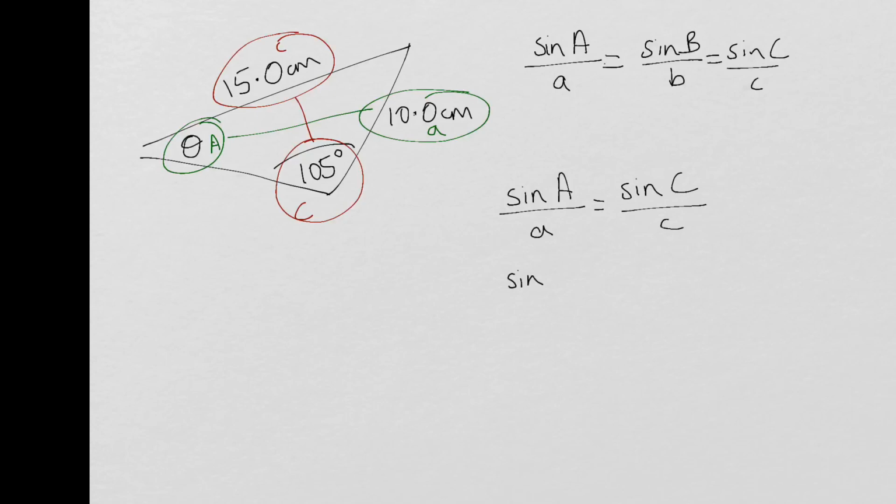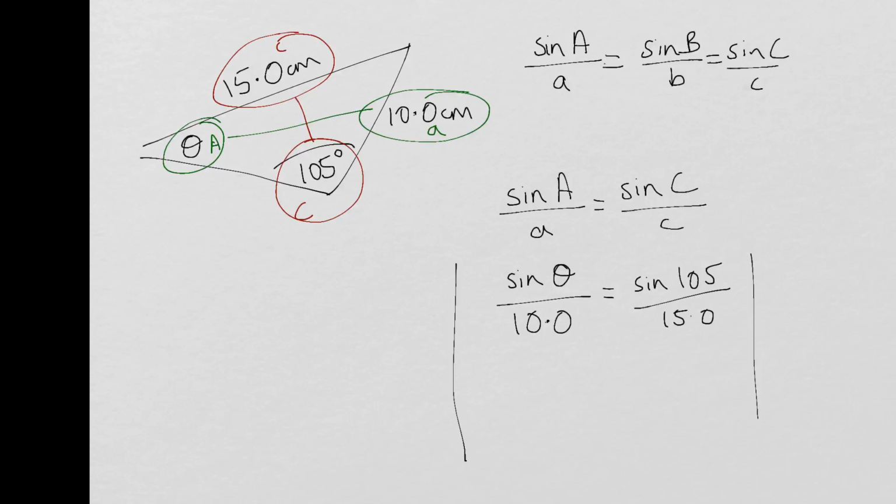So I don't know what A is, that's theta in this example. The side opposite it is 10. The reason that they've written 10.0 is just because they're expecting you to give your answer to one decimal place. So that's why they're going to the effort of writing that 0.0. And then we've got sine of 105 over 15. So rearranging this then to make theta the subject of the formula, I'm going to times both sides by 10. So sine of theta is sine of 105 over 15 times by 10.